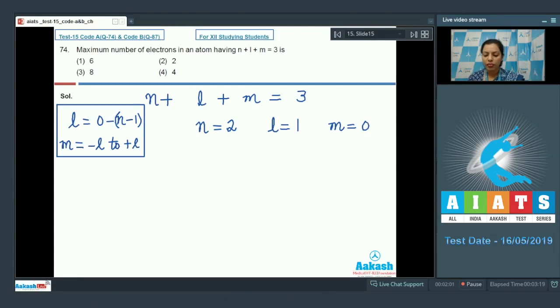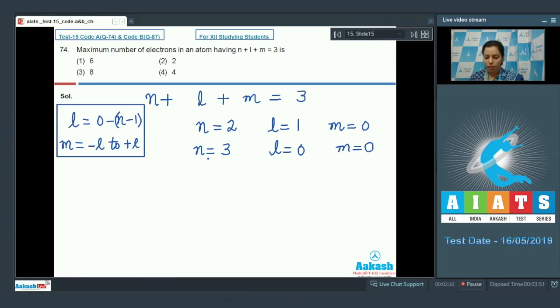And we know that if n value is 2, then l value can be 0 to n minus 1. So 1 can be the value. Similarly, if I talk about m value, that is minus l to plus l, and 0 is also there. That's why I'm taking 0 value here. So this sum will give you 3. After that, if n value is 3, then l value should be 0. Then the sum would become 3 and m value should also be 0.